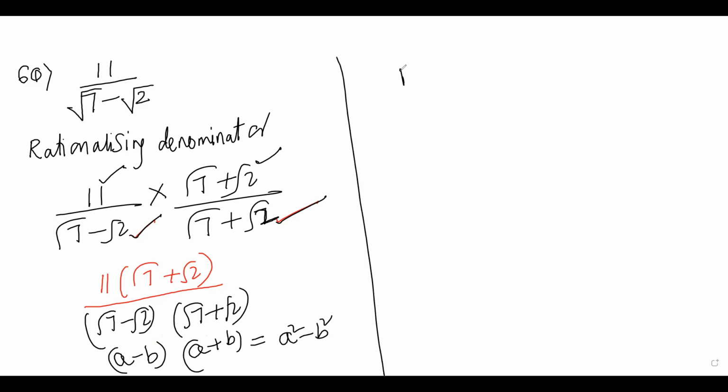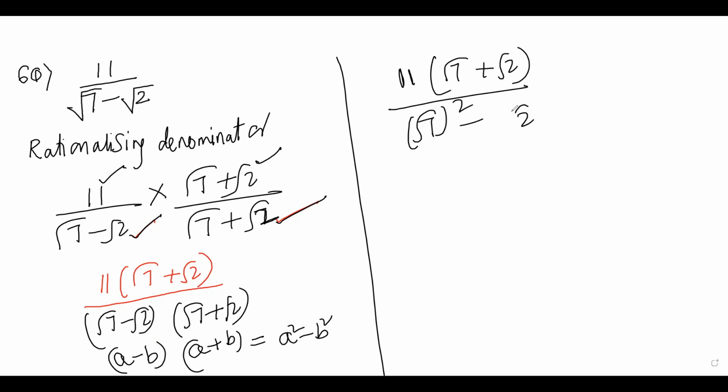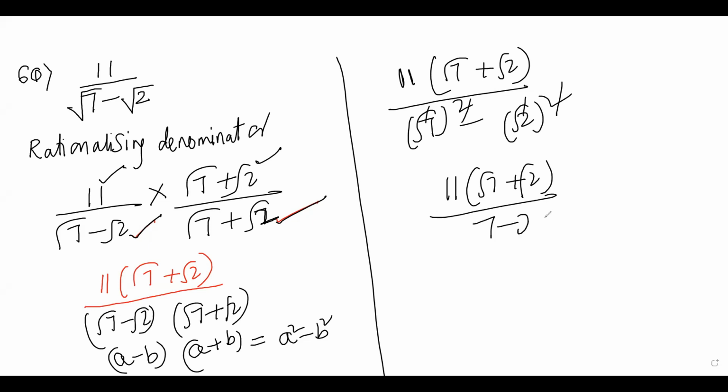So write down root 7 whole square minus root 2 whole square. Square and root will get cancelled. 11 into root 7 plus root 2 by 7 minus 2. You can write down 11 into root 7 plus root 2 by 5. This is your answer.